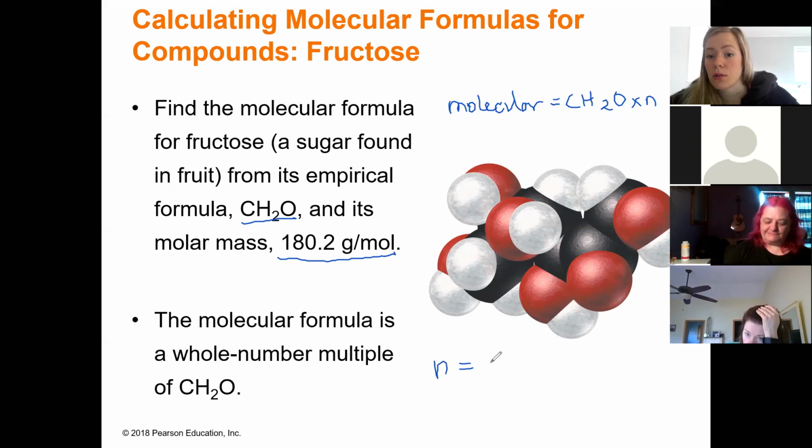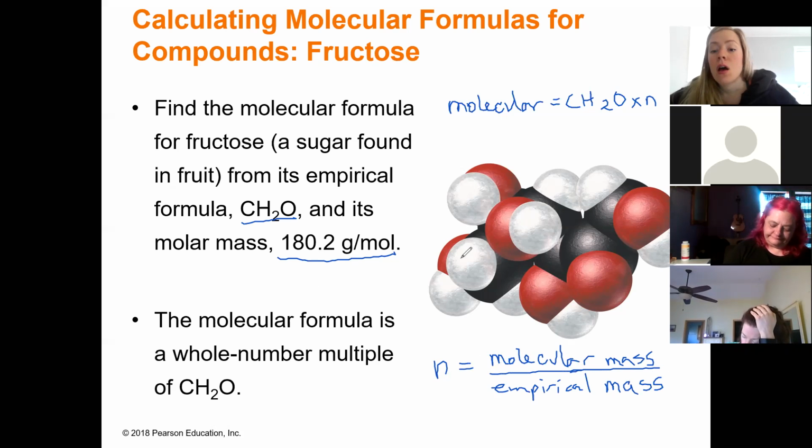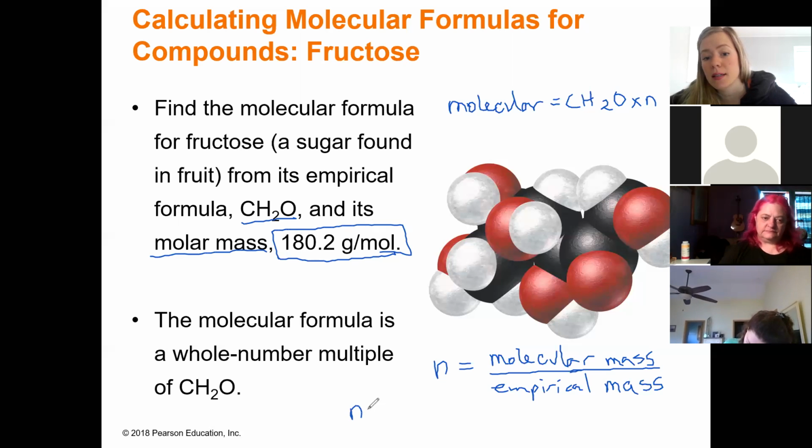So N is equal to molecular over the empirical. Specifically the molecular mass, so that you're not just wondering what am I even looking for? Molecular mass over empirical mass. From the last slide, I told you guys molecular mass is always going to be given to you. Okay, so what is the molecular mass? It's the molar mass. Sometimes they call it molar mass, sometimes they call it molecular mass. It's this thing here.